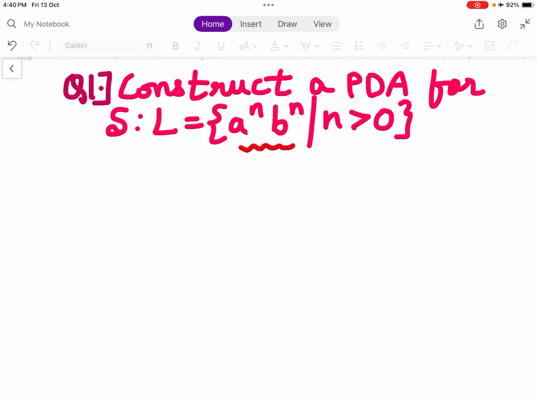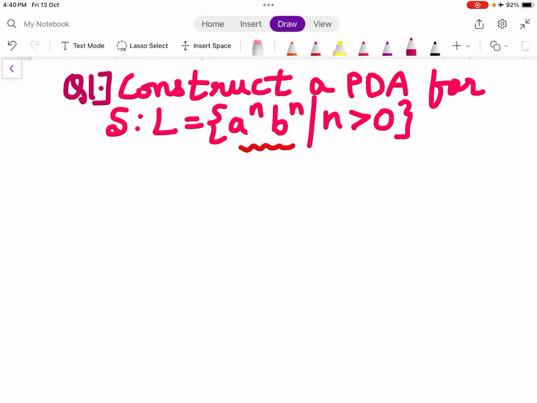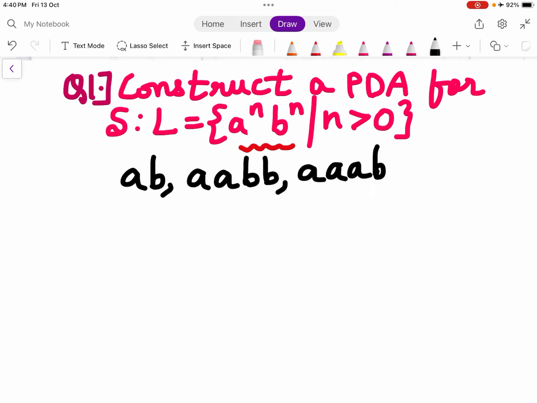Construct a PDA for the following language. Now A raised to n, B raised to n means A, B is allowed for that language. A, B, B is allowed. 3 A's and 3 B's are allowed.